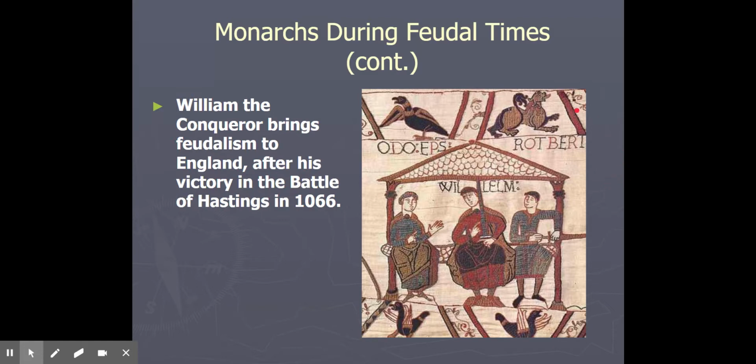This picture is of what we call the Bayeux Tapestry. A tapestry is basically a long painting done on cloth, and this cloth is the size of several rooms. It's a big long strip, and it tells the story of the Battle of Hastings.